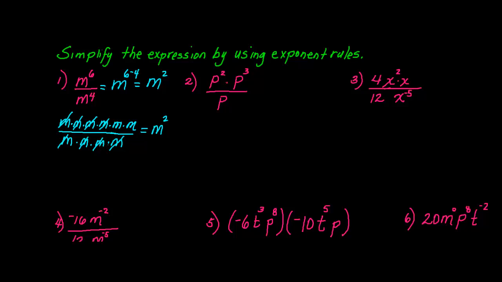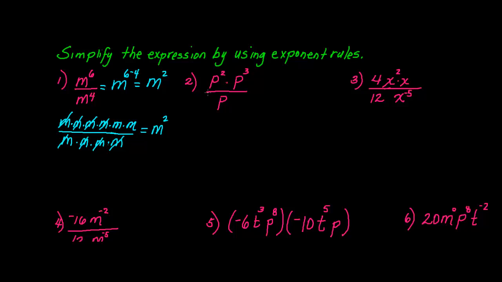Some students will ask, why is the answer in the numerator, not in the denominator? Here's the answer. Because after you cancel out all the m's, the ones that are left are in the numerator, because there are more m's in the numerator than in the denominator.